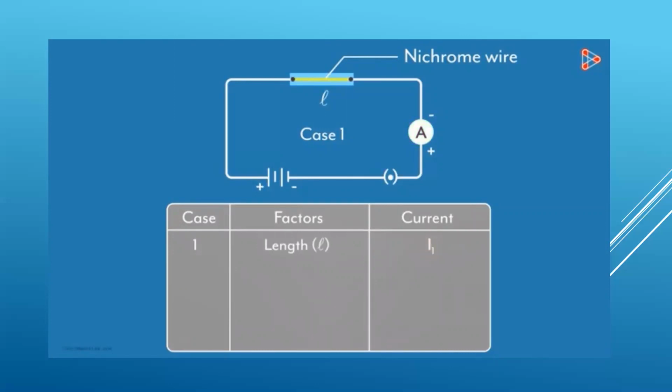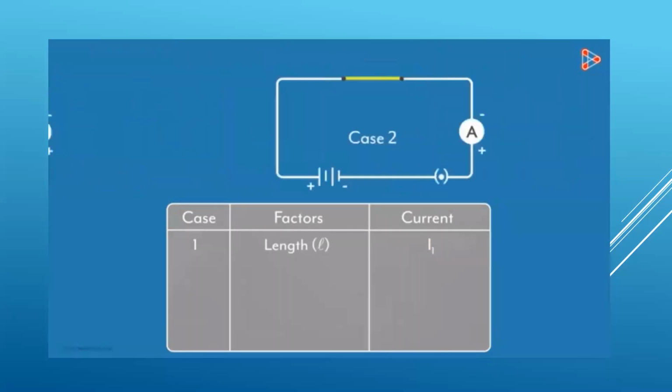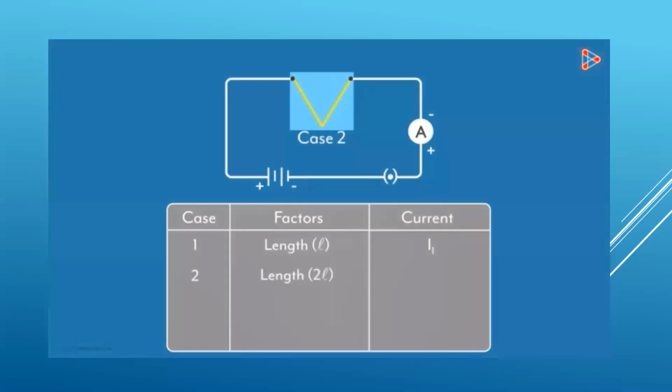Now let's try playing with the factors a bit. In the second case, we double the length of the nichrome wire, but keep the thickness the same. We just double the length. When you measure the reading, you will notice that the current is half of the current measured originally. When the length was doubled, the current halved.